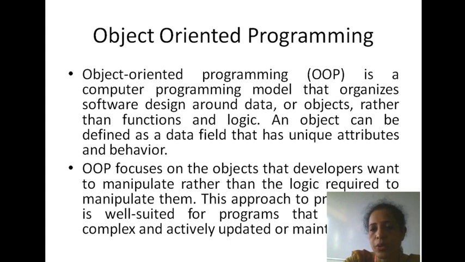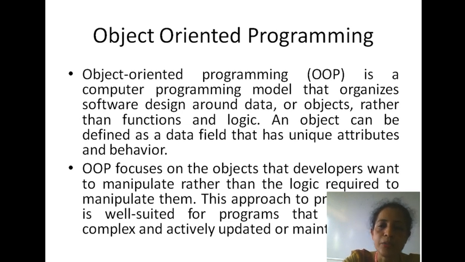And when we use object-oriented programming, at that time we have to create the object rather than the function and the logic. So already you know the different kinds of logic in C programming, and already you use the function in C programming. So when we describe object-oriented programming structure, we have to concentrate on the object rather than the logic and the function.